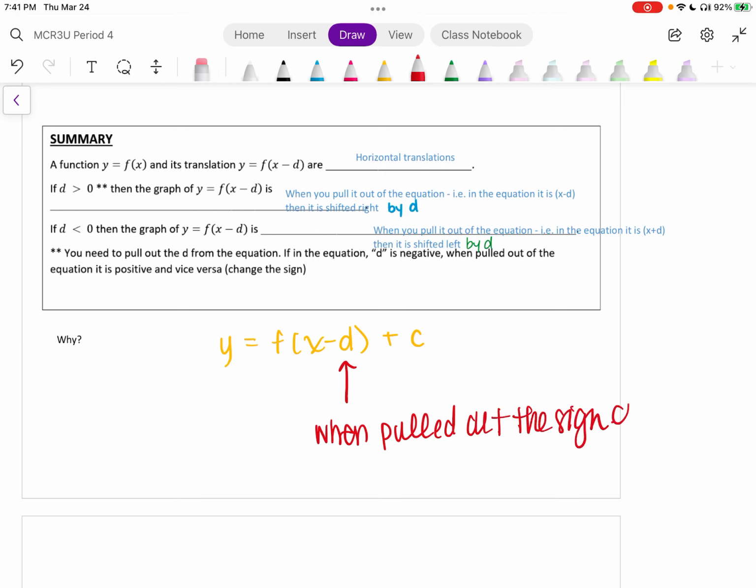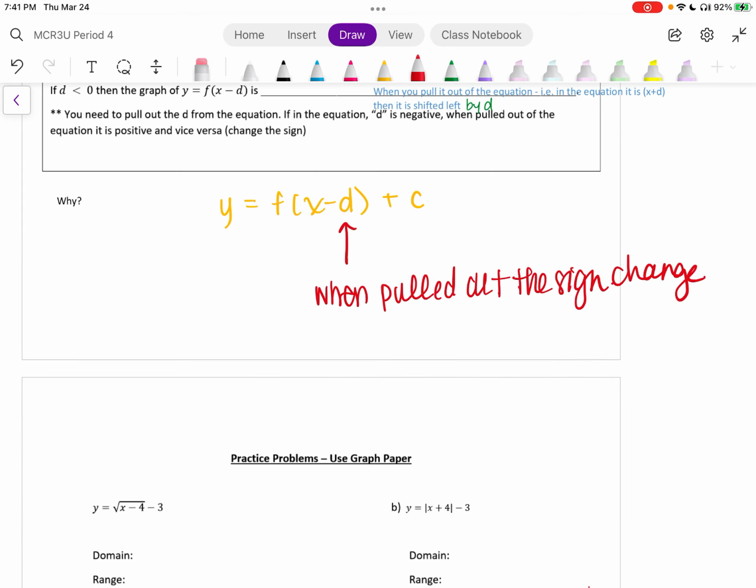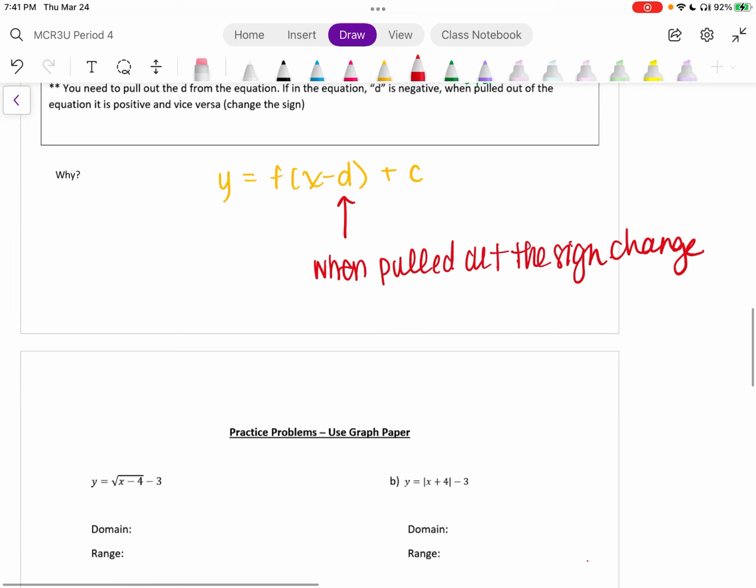Because if you were to put in positive d into this, it would give you negative d. But if you were to put in a negative d, the negative and the negative would cancel out, give you a positive, right? So you just need to be mindful of that. It's the same thing as when you were pulling k out of your horizontal function.